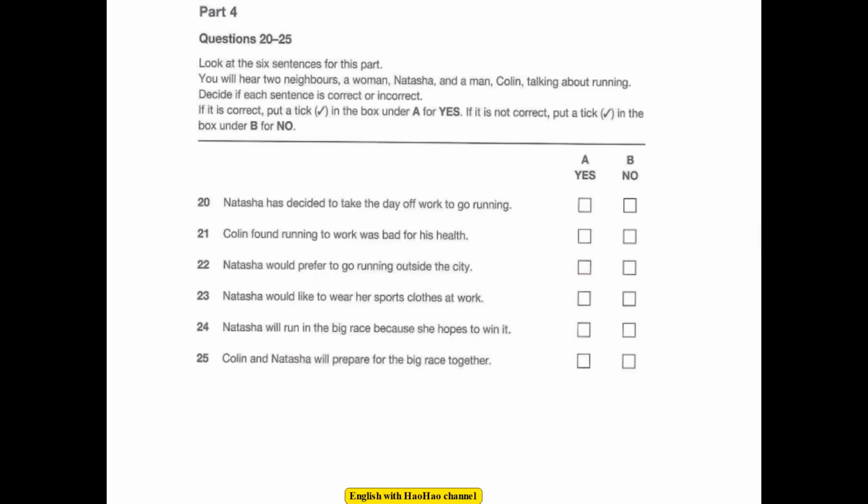Running gives me a wonderful feeling of freedom. It's just what I need before sitting down in the office every day. But surely you don't wear your tracksuit and trainers at work. Oh, I keep a suit at the office and change when I arrive. I think it's important to look professional, so I don't mind at all.